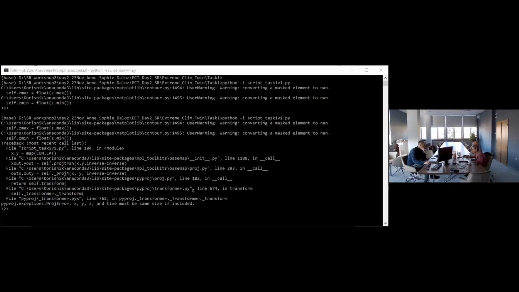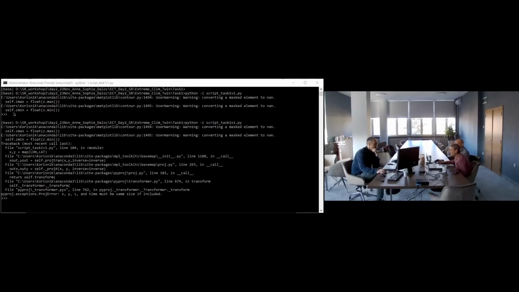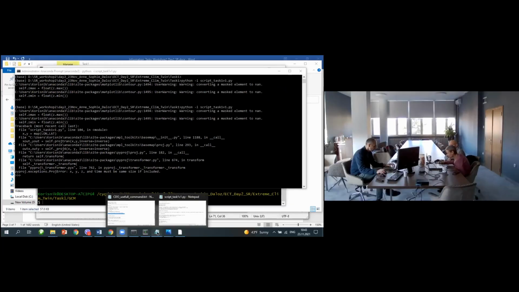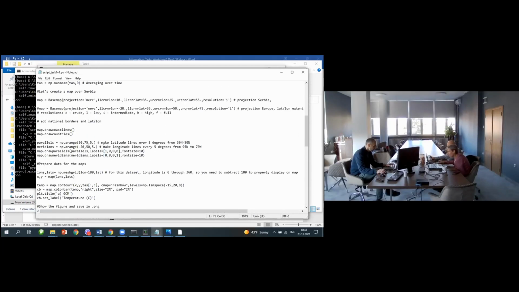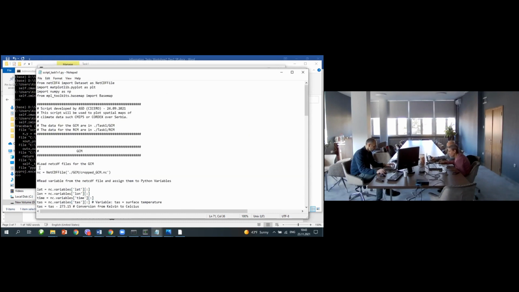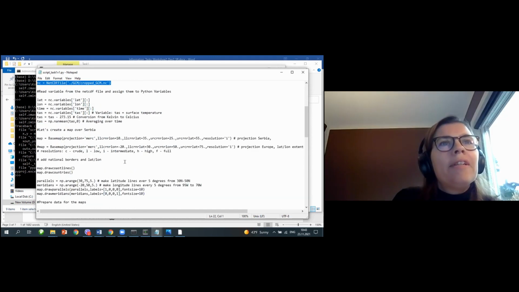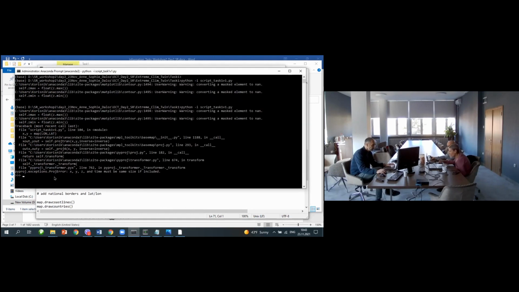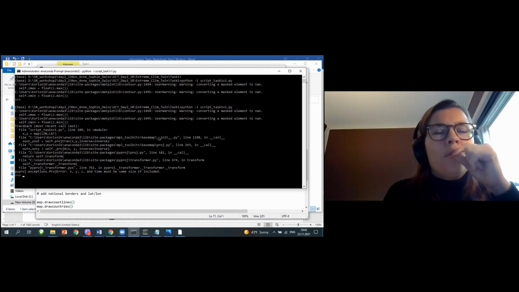I will share the screen. This is what we actually got when we used the script. Let me just share the whole screen, it will be much easier. Okay, so share. This is the Python script, and here I changed the files, and also here for the RCM. And when I run the script, I got these errors. So I'll show you how to solve that.